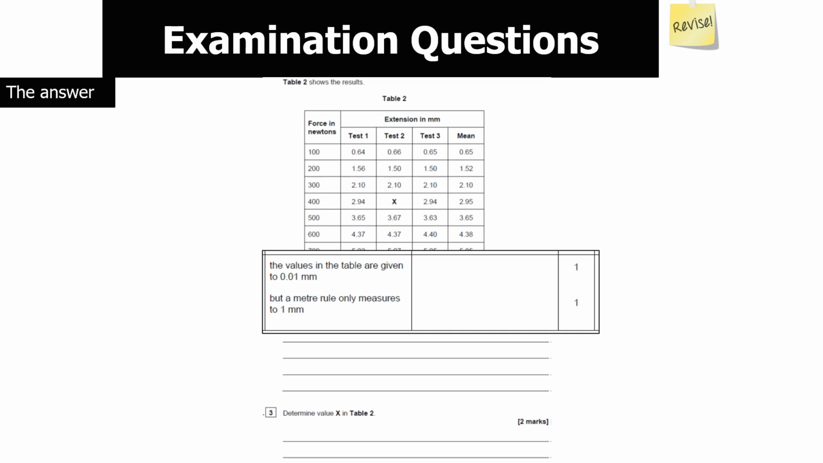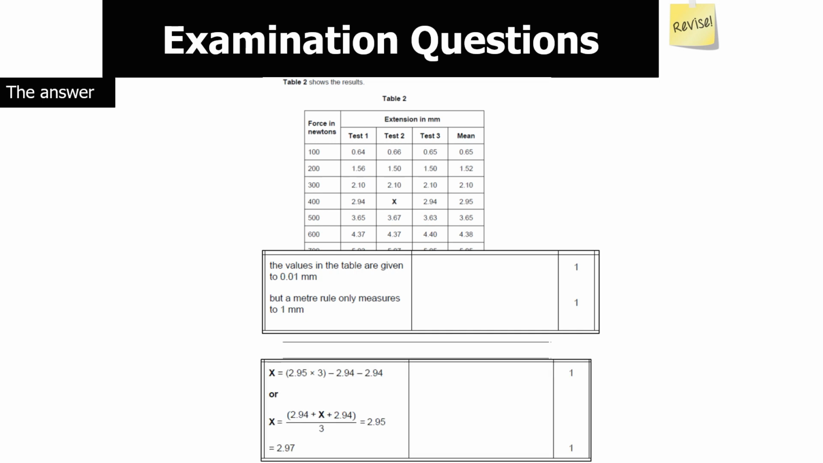The next question says determine the value of x. Well, we can work it through because we know that the average value from the question, the mean, is 2.95, and you can work out the mean by adding up the three values and dividing by 3. So you'll notice there that you can have x in the equation as shown. You can then rearrange it to find x, and you find x to be equal to 2.97.